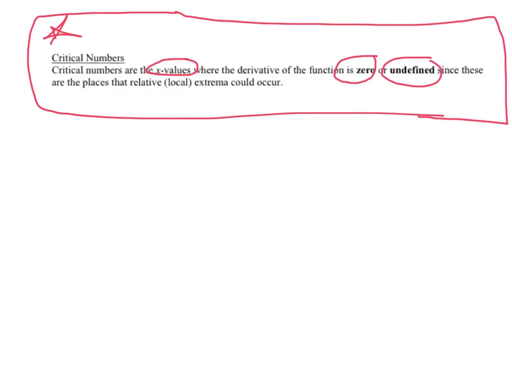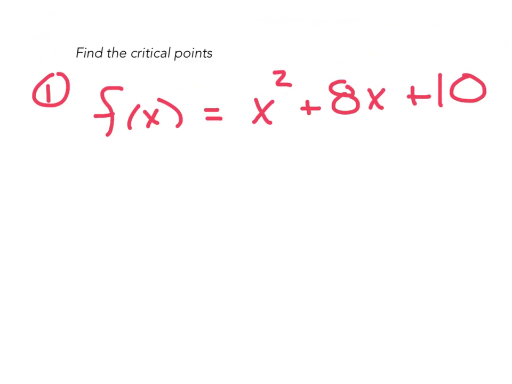Since all these places are where relative or local extrema could occur. And that's what we just showed you in the past 6 examples. Anytime we had a slope of 0 or didn't exist, that is referred to as a critical point. And again, we use the x values. So question 1, find all the critical points.